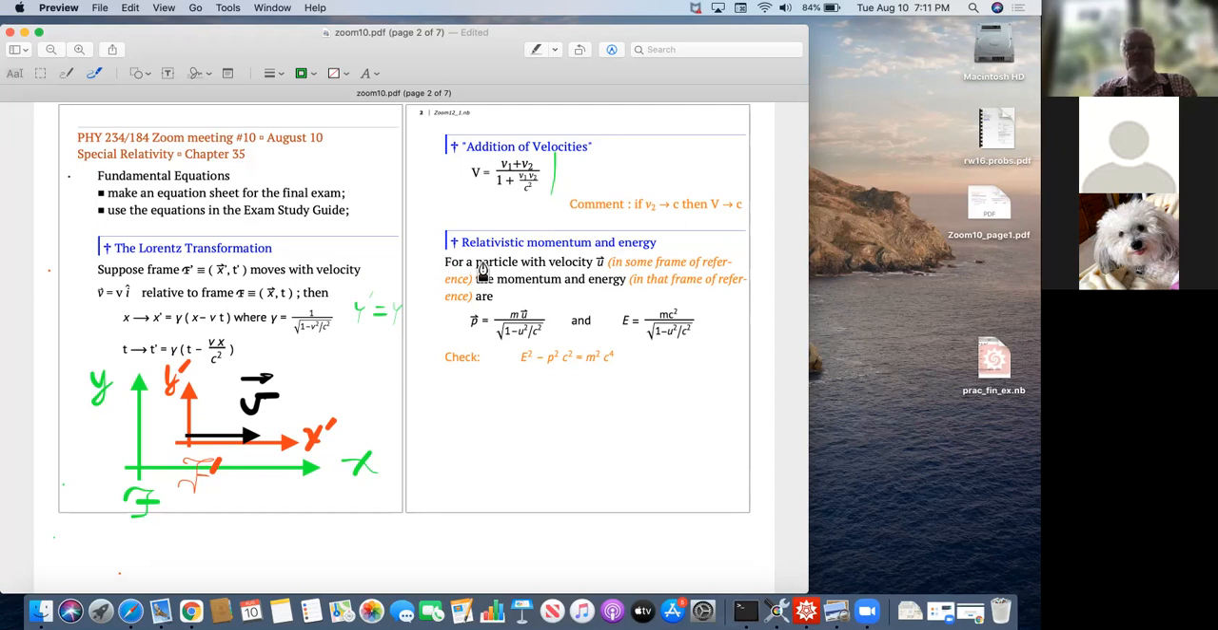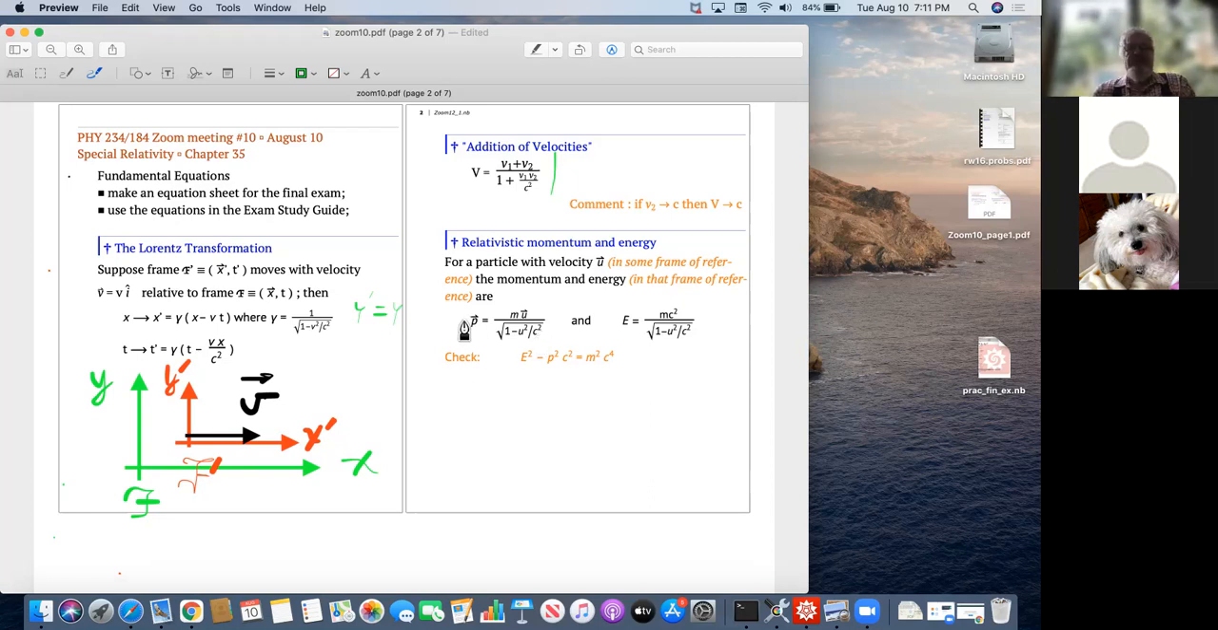And in particular, for a particle with velocity u in some frame of reference, I better not call it v because I'm using v to stand for relative velocity of different frames of reference. So let me say u is the velocity of an object in some frame of reference. In that frame of reference, the equations for momentum and energy are P is equal to m times u over the square root of 1 minus u squared over c squared.